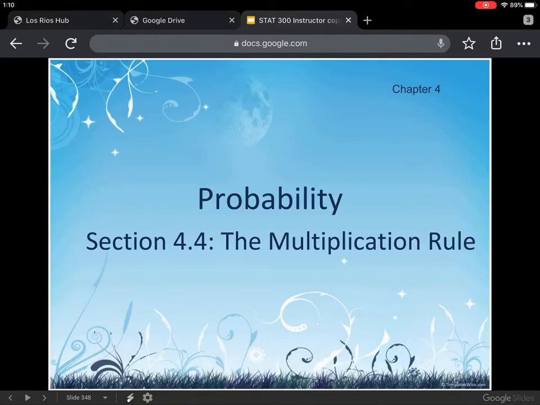Okay, in this section we're going to talk about the multiplication rule. We've already talked about the OR rule, or the addition rule. Whenever you have a probability statement that has the word OR in it, you should think of addition. And the word AND is for multiplication.